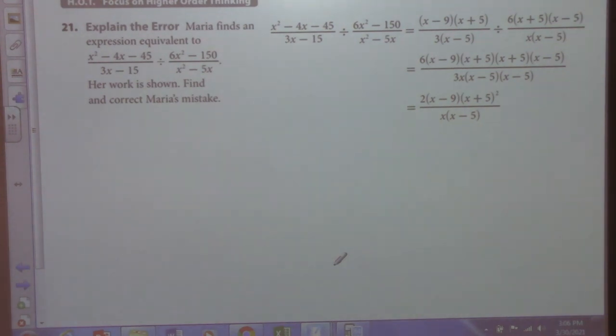All right, go ahead. He didn't flip the fraction. So didn't divide by the reciprocal, didn't multiply by the reciprocal, right? We'll just say that. We'll be generous, and we'll say Maria forgot to multiply by the reciprocal. And that says correct her mistake.